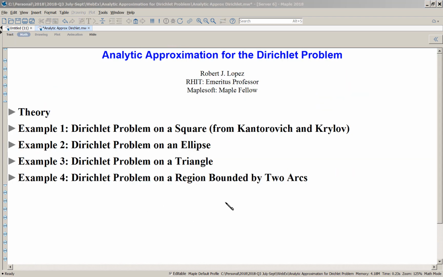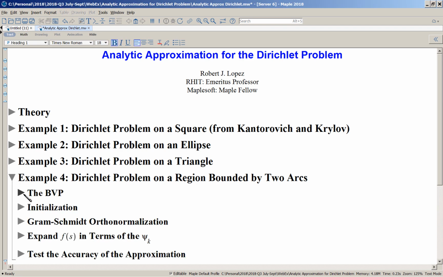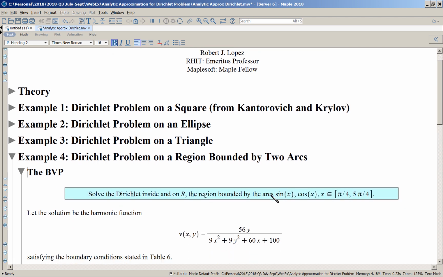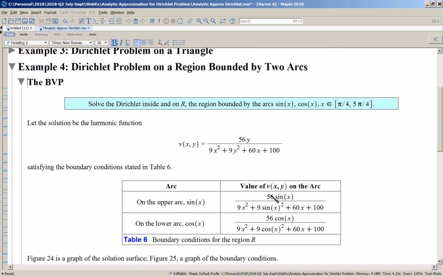So by this point in my investigations, I was feeling pretty good about things, and I said, okay, we need one more region, very, very different from these two, a region bounded by two disparate arcs, one of my favorite regions. And you'll see a graph of the region here. I'm using the same exact function.